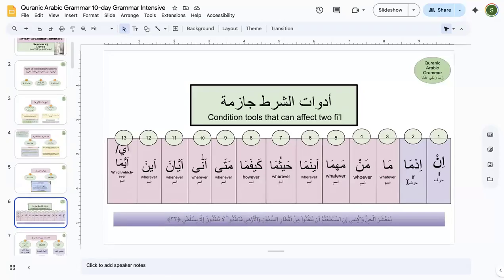If I ask you ma shartiya, man shartiya, mahma shartiya, ainama, haisuma, kaifama, mata, anna, ayana, aina, ayuma, what are they? You are going to answer they're all ism. And if I give you a question in your test that, which of the two adwatu shart jazima are harf, and the whole list is there, which one will you pick? Which one will you pick that they are harf?